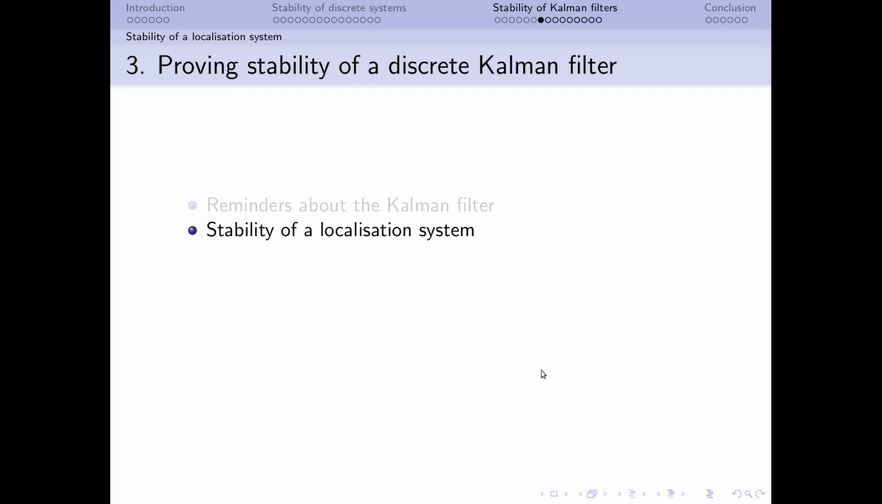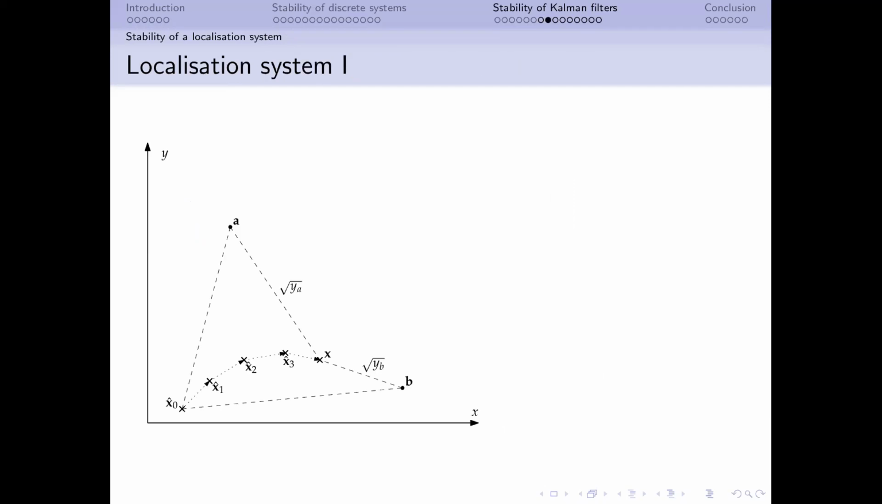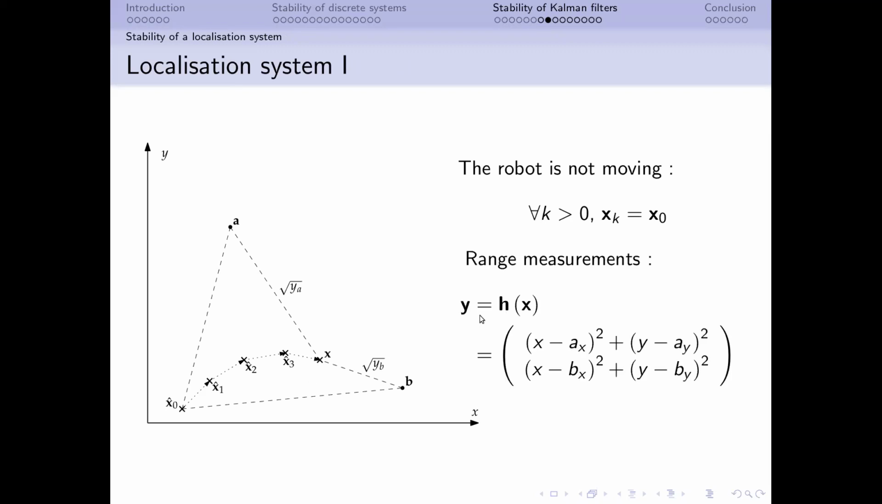So let's now dive into the problem, which is the following. We have a robot placed in X that is not moving for simplicity. We initialize the Kalman filter in X0, and we want to show that the estimation of the state made by the Kalman filter will converge towards the actual state of the robot. The robot is able to perform range measurements to two beacons, A and B, and the range measurement function is represented here.